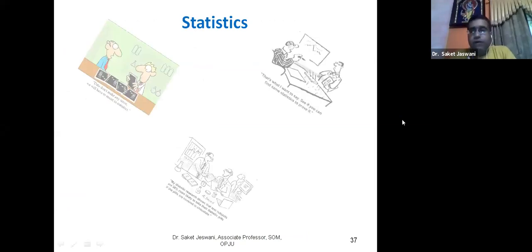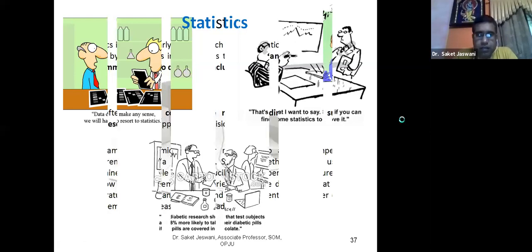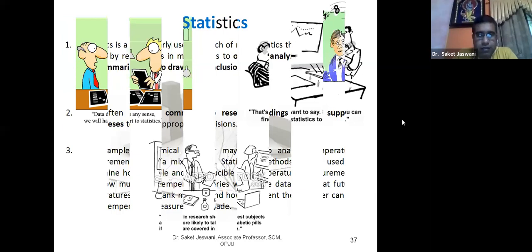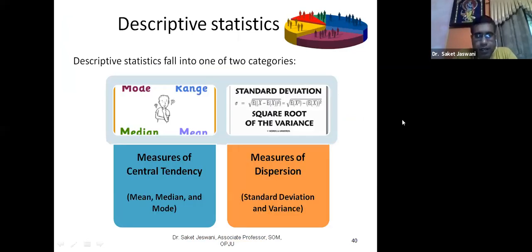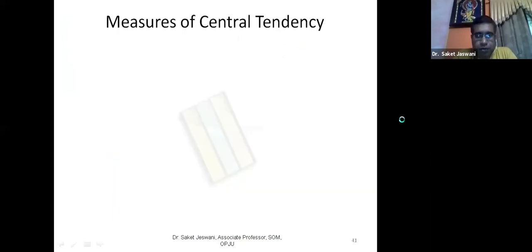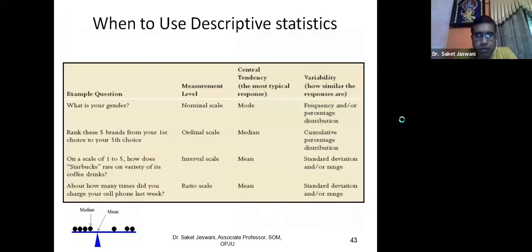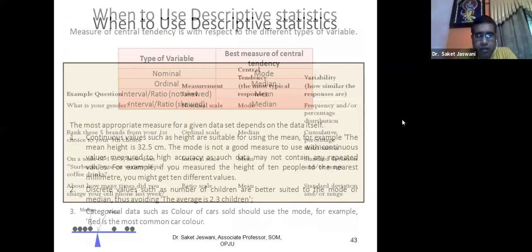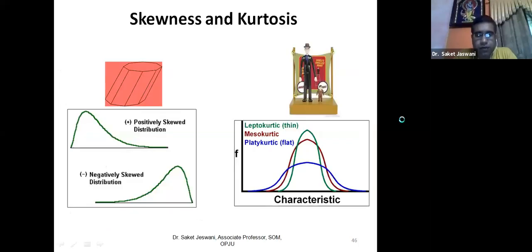Okay. So we have understood the basics and background of research. Let's talk about statistics. We will go very fast. What is statistics? Statistics are descriptive, relational, and inferential. In descriptive, we talk about central tendency, which is mean, median, mode, and dispersion, which is standard deviation and variance. Skewness, kurtosis, and the bell-shaped curve you have already seen yesterday and the day before.